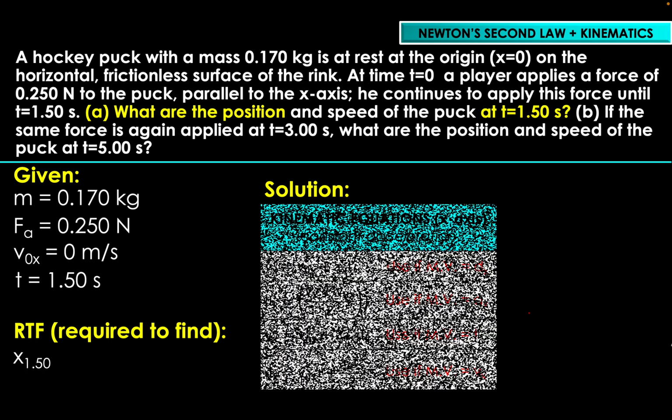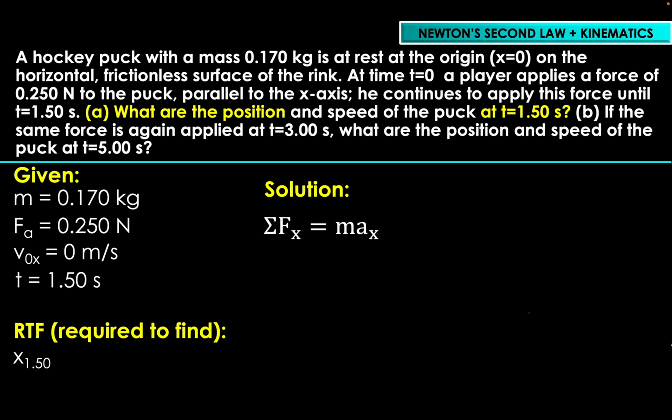What we're going to do for now is first solve for the acceleration of the hockey puck within the first 1.50 seconds by using Newton's second law. If you divide both sides of this equation by mass, since we want to isolate acceleration, you can cancel mass in here and you get to isolate acceleration along x. So this becomes acceleration equals net force along x over mass, okay?